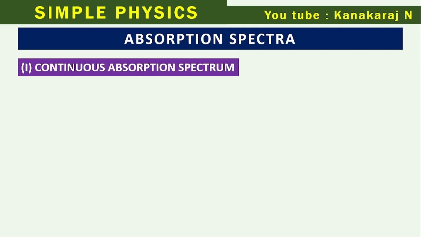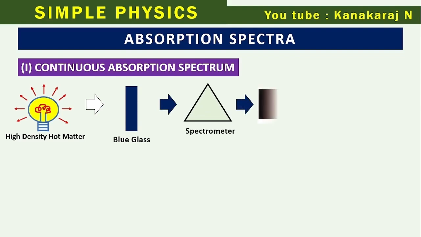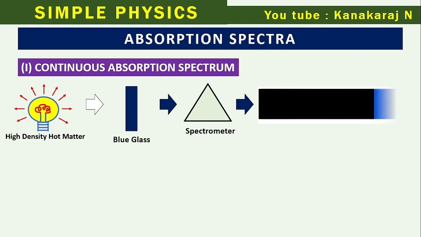Continuous absorption spectrum. The white light from high density hot matter is passed through a blue glass, and is again passed through a spectrometer, we get a continuous absorption spectrum of blue. The blue glass absorbs all the colors except blue. It sends out only blue color, and absorbs the remaining colors.